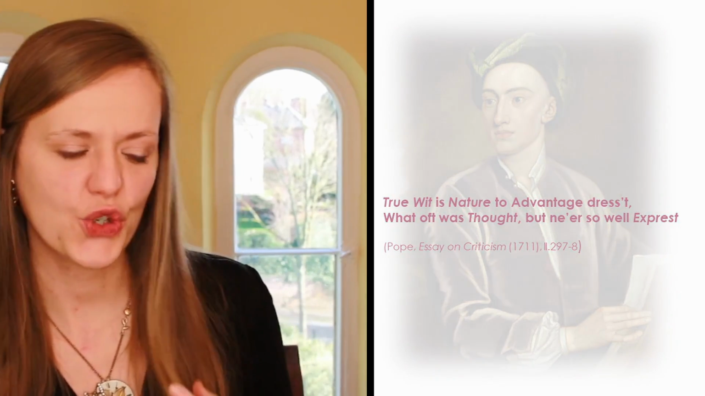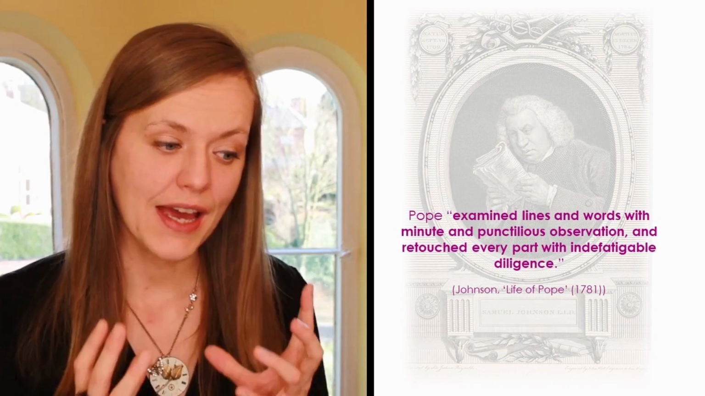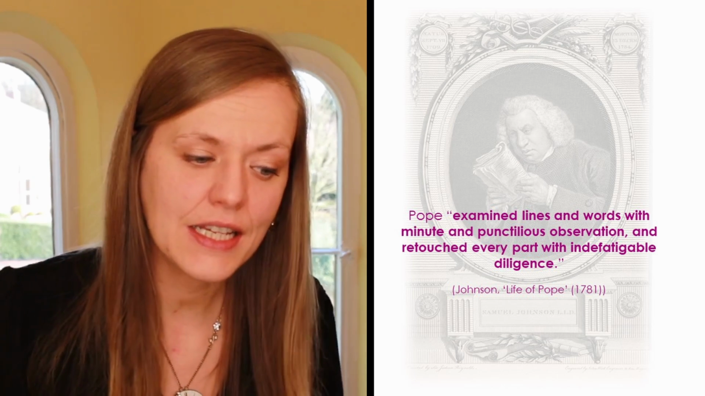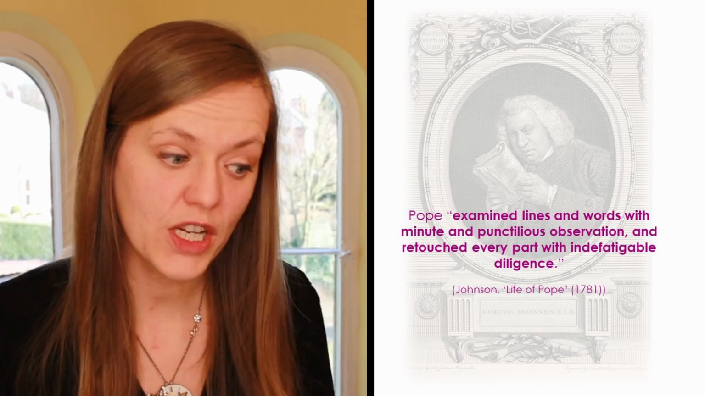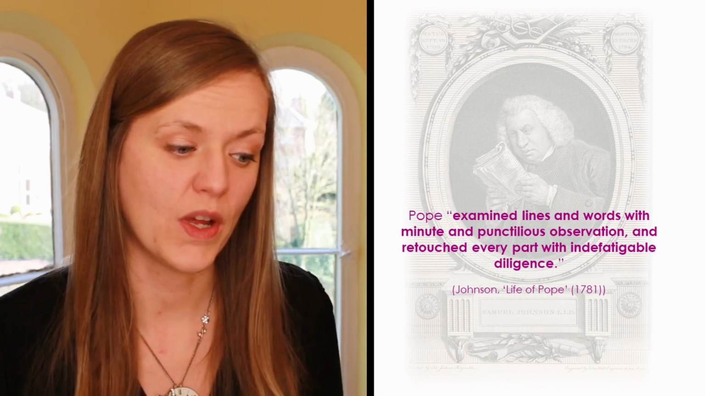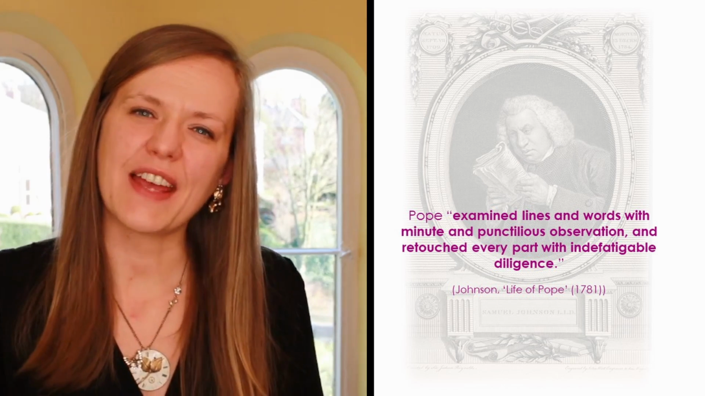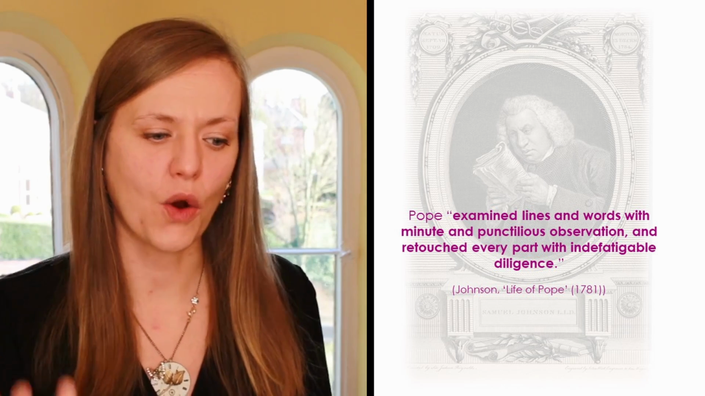The 18th century literary critic Samuel Johnson noted of Alexander Pope's tight, wrought, highly polished poetic style, or his wittily condensed expression, we might say, in his Life of Pope, which was published in 1781, that Alexander Pope examined lines and words with minute and punctilious observation, and retouched every part with indefatigable diligence. It's a kind of exacting process of refinement.